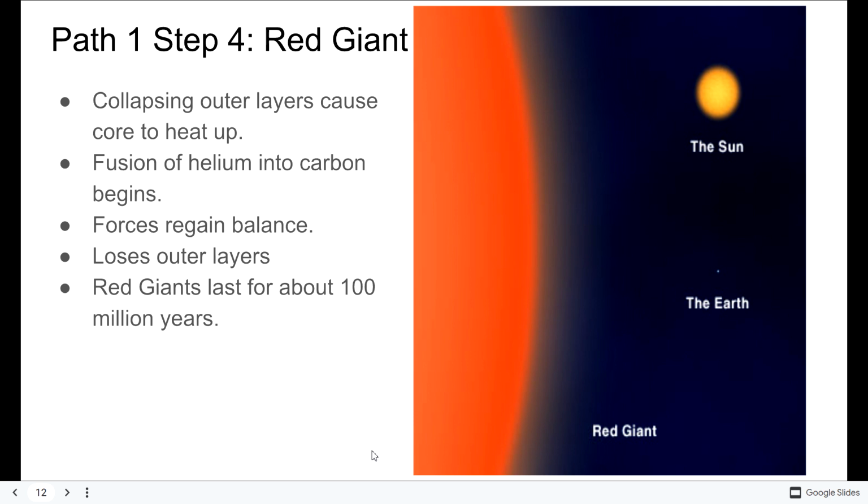On the right-hand side here, you have a sketch. This is not an image. This is a sketch of approximate proportions of what it would look like if you lined up our sun. This little pinpoint is the Earth, and then this giant big red semicircle is a red giant. And this part of the red giant is basically equivalent to this part of the sun. So they're huge.